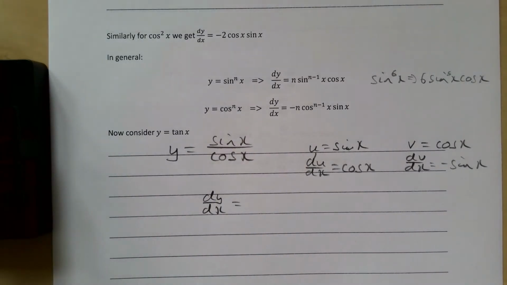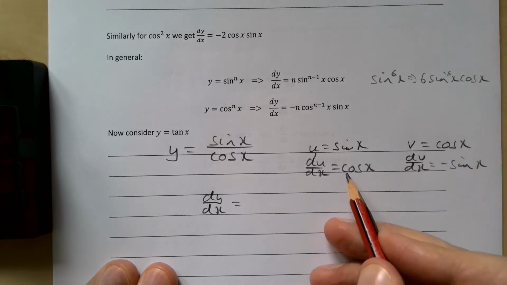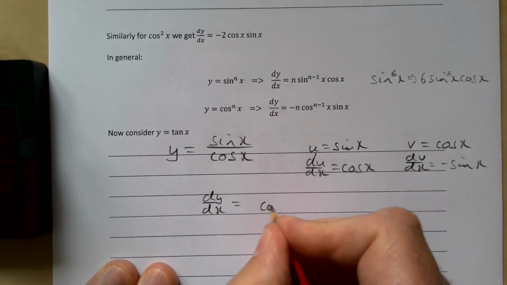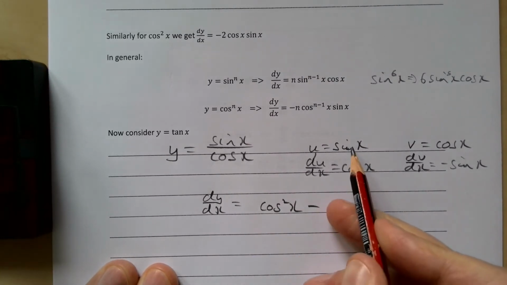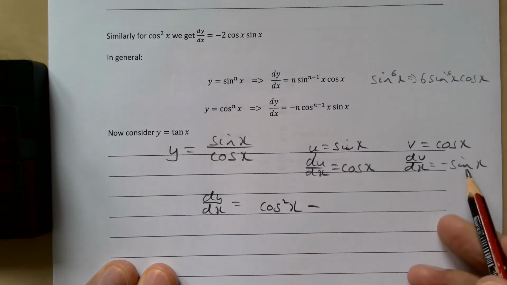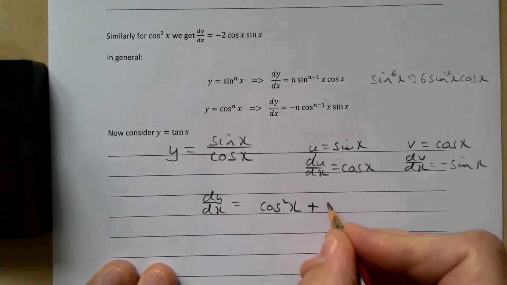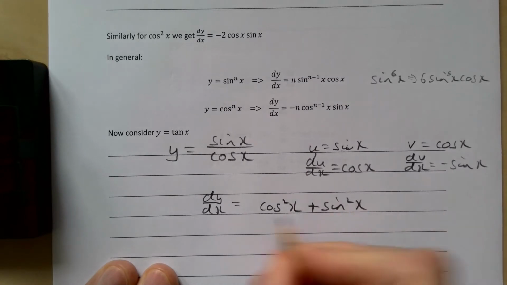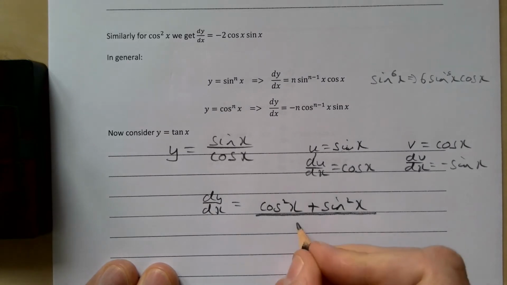Subbing it into our formula for the quotient rule, which is of course v du by dx minus u dv by dx. So v times du by dx is cos times cos. I hope you see that. So that's going to give us cos squared x, take away u dv by dx, so that's sine x times minus sine x, that's going to give us minus sine squared x, but that's a minus minus, so it's plus, and that is then all over cos squared x.